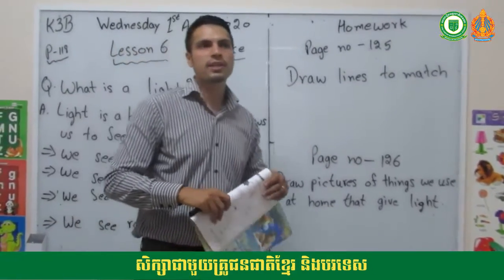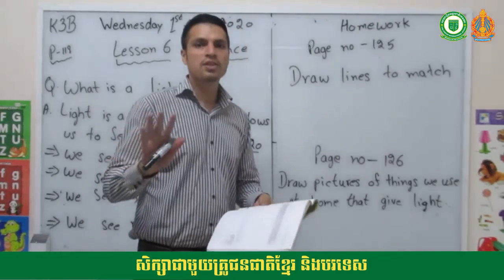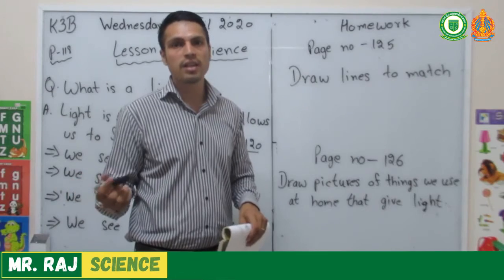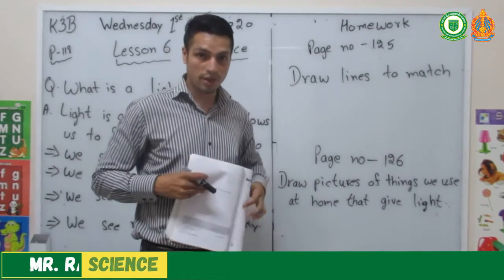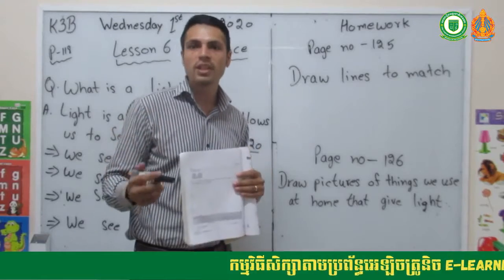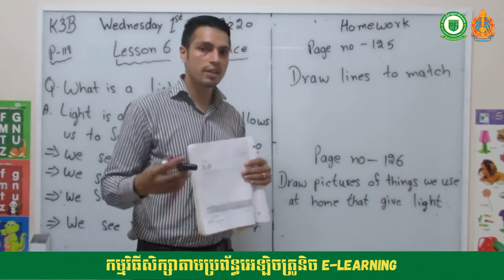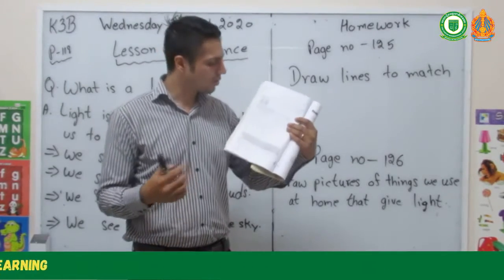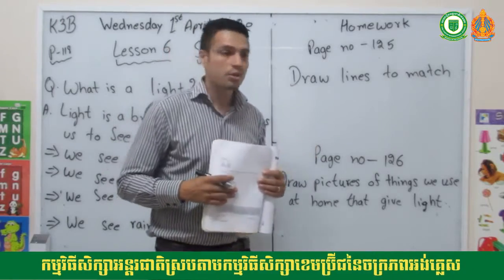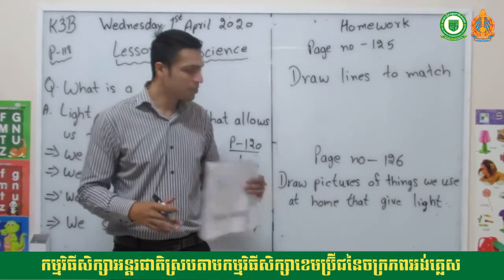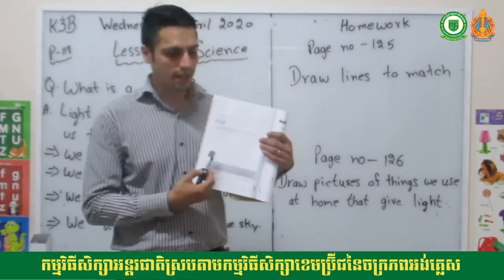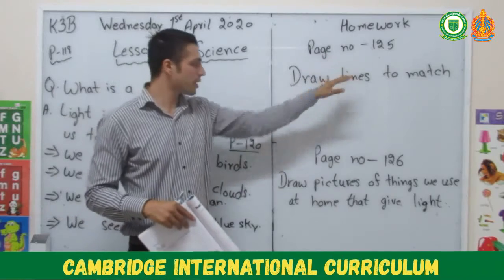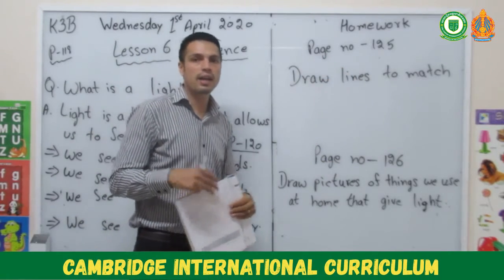What I want you to do is check around your house, check where you get the light. Go around your house, go into your room, and draw them, like a light bulb, a flashlight, and you can also draw a torch. Draw all those on page number 126 and use pencil. So this is your homework, page number 125 and 126, and I'll be there to assist you.